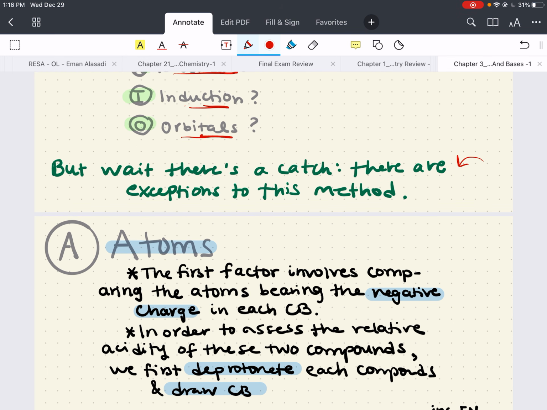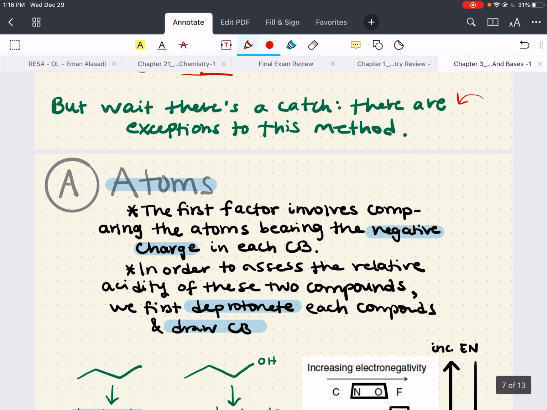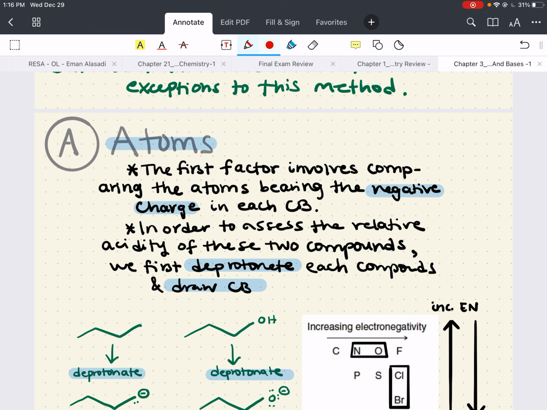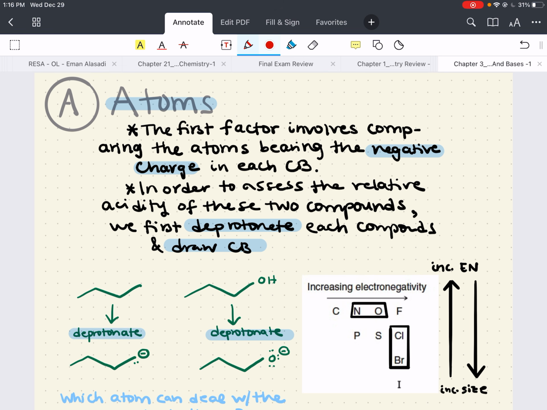Now, to use this method, we're going to take the two acids or molecules that we're comparing, and we're going to deprotonate both. Then we're going to go through each letter of OREO, starting at A, to determine which conjugate base is more stable. Sometimes you don't have to go through all of OREO. The more stable conjugate base is going to be your stronger acid when protonated. I just had to repeat that. That's a very important point. So now let's do a couple of examples.